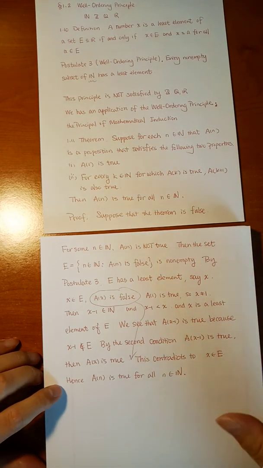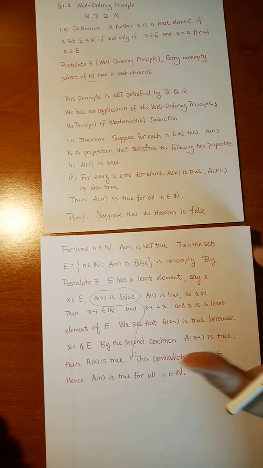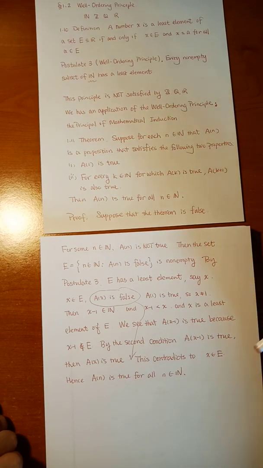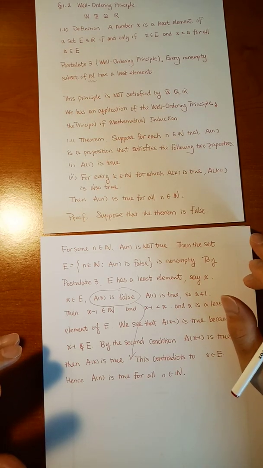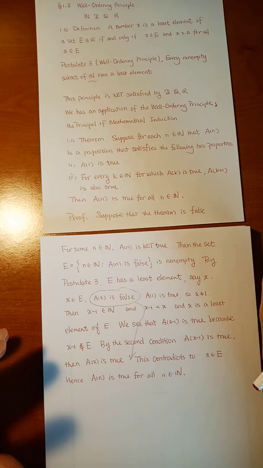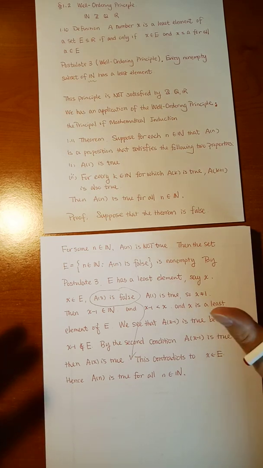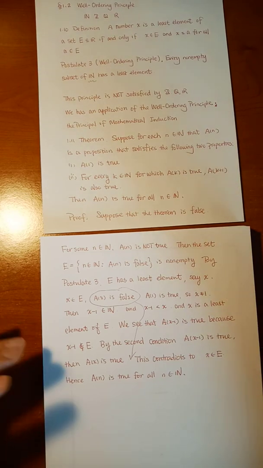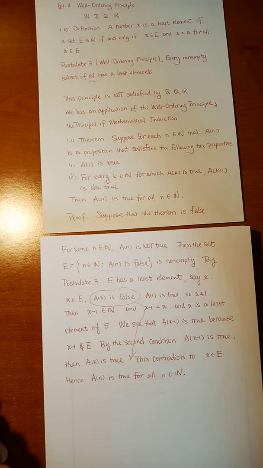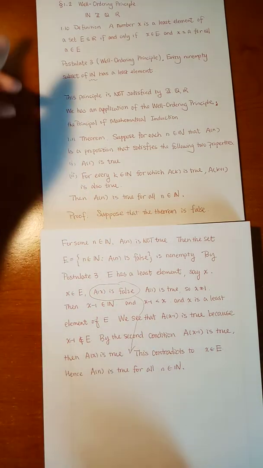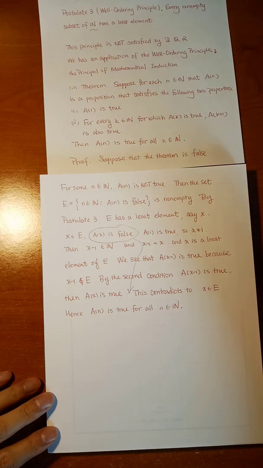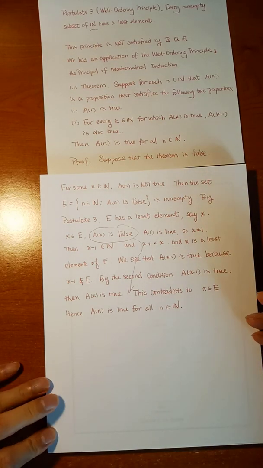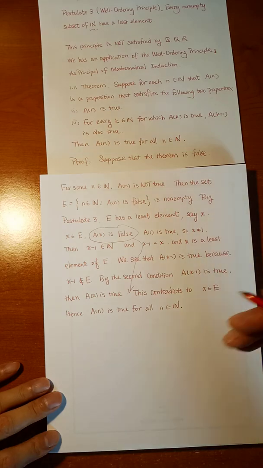So this is a proof. We still prove it by contradiction. Right? But here we prove the principle of mathematical induction from the postulate, the well-ordering principle. They are both called principle, but one is an axiom, the other one is a theorem. Okay, now let's use this principle of mathematical induction to prove something.